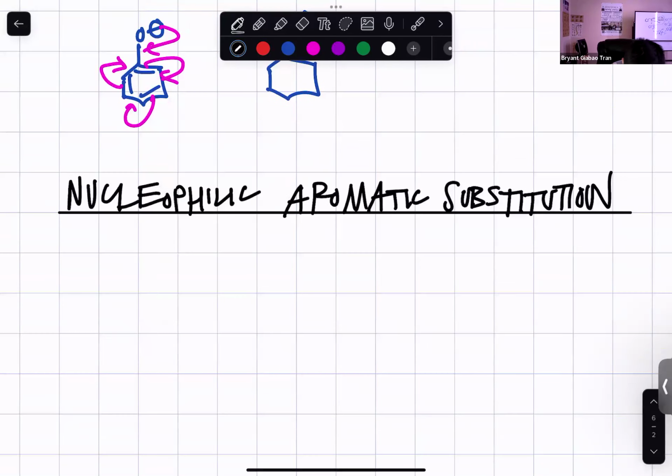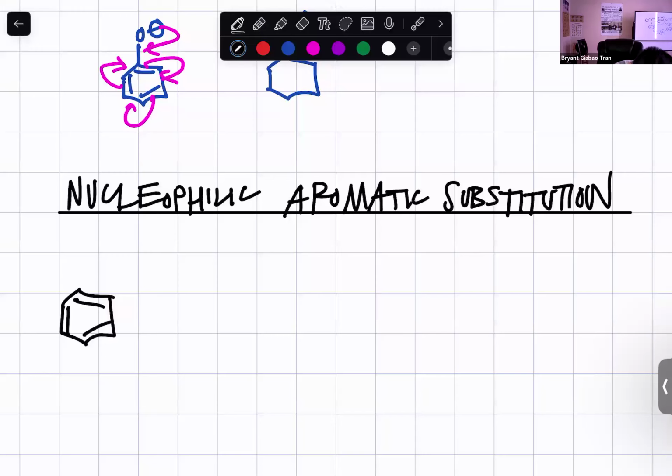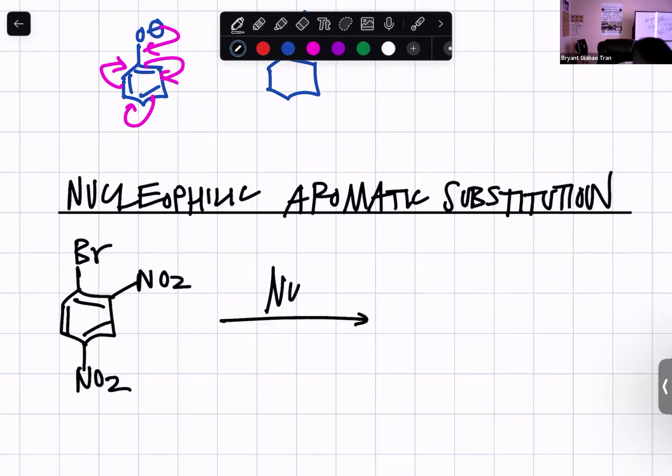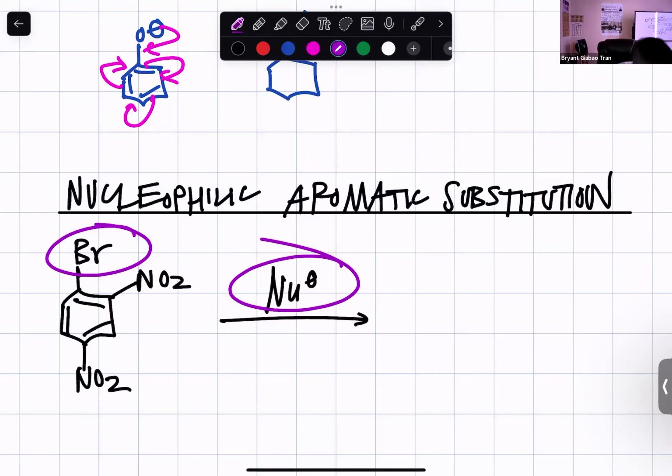So this is going to say that when we have a good leaving group, like let's say bromine, and we have a strong electron withdrawing group, like NO2, ortho or para to that, and we put some kind of strong nucleophile, we'll substitute the good leaving group with whatever the strong nucleophile is.